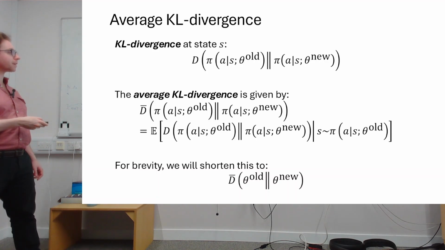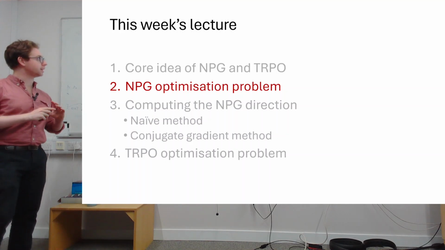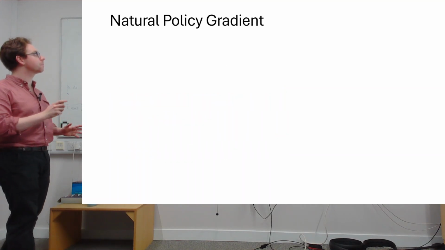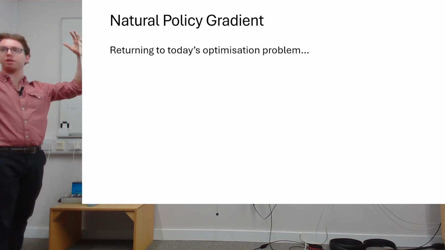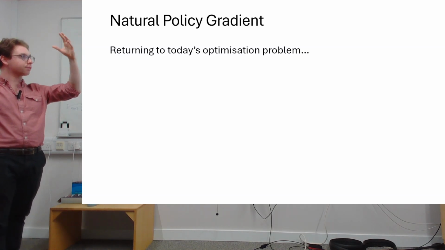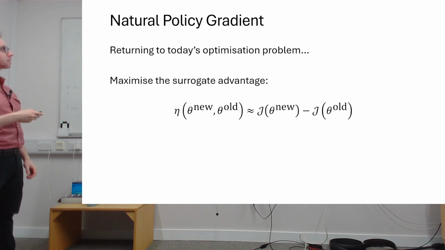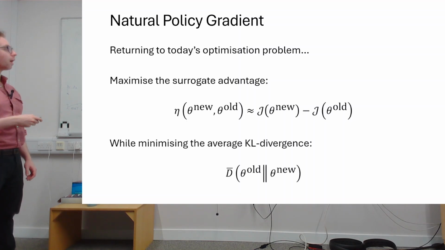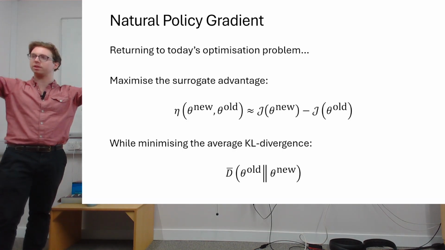Cool. So this is our measure of distance between policies. Now we're going to turn to the natural policy gradient optimization problem. Remember that the structuring optimization problem for all of today's lecture, the thing to have in mind, is that we're going to try to maximize the surrogate advantage, which again approximates the policy improvement when these policies are close, while minimizing the average KL divergence. This is the overall theoretical framework for today's lecture.